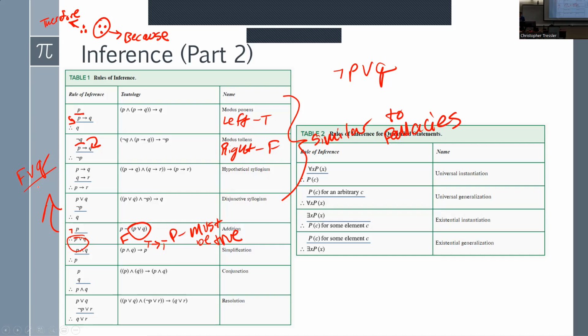Conjunction is basically the opposite of simplification. It's just saying that if we know P is true and we know Q is true, we can also say P and Q is true.